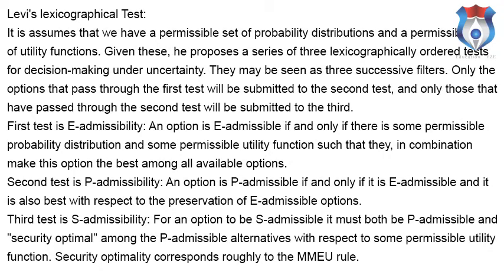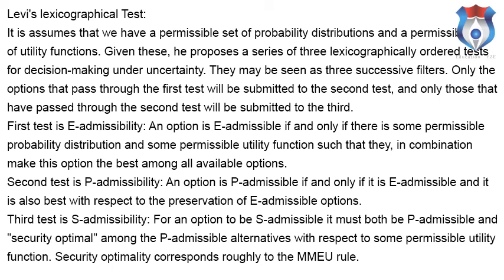Levi's lexicographical test. It is assumed that we have a permissible set of probability distributions and a permissible set of utility functions. Given these, he proposes a series of 3 lexicographically ordered tests for decision making under uncertainty. They may be seen as 3 successive filters. Only the options that pass through the first test will be submitted to the second test, and only those that have passed through the second test will be submitted to the third.